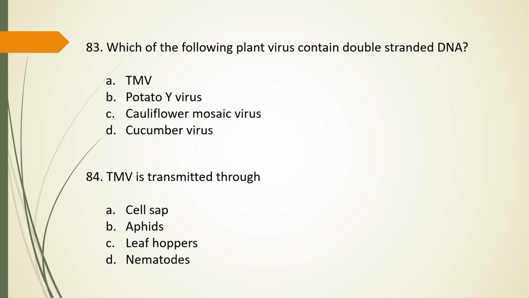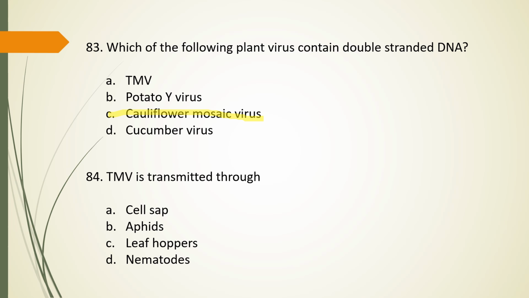Question number 83. Which of the following plant viruses contain double-stranded DNA? Option A, TMV, B, potato virus, C, cauliflower mosaic virus, D, cucumber virus. The correct answer is option C, cauliflower mosaic virus. Cauliflower mosaic virus was the first discovered plant virus with genomic DNA that uses reverse transcriptase for replication.